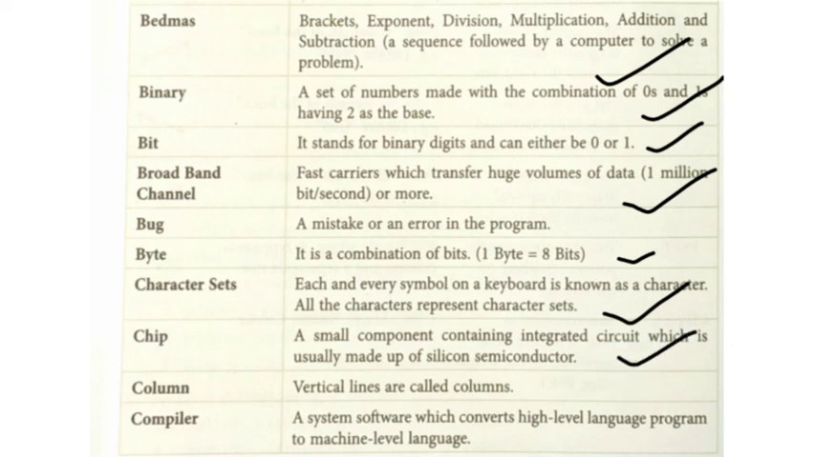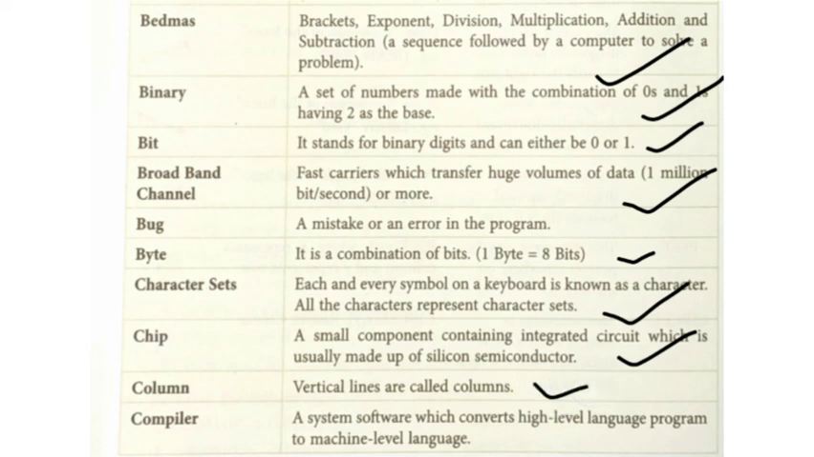The next one is column. We have already studied column. What is a column? A column is made up of vertical lines. When we are using things horizontally or vertically, vertically, that is known as a column.